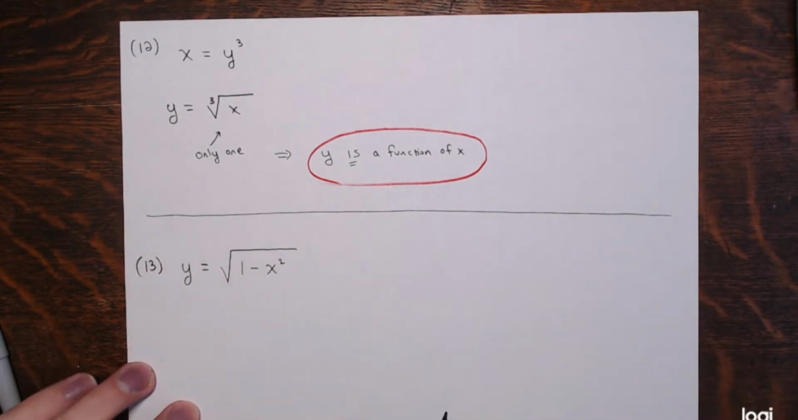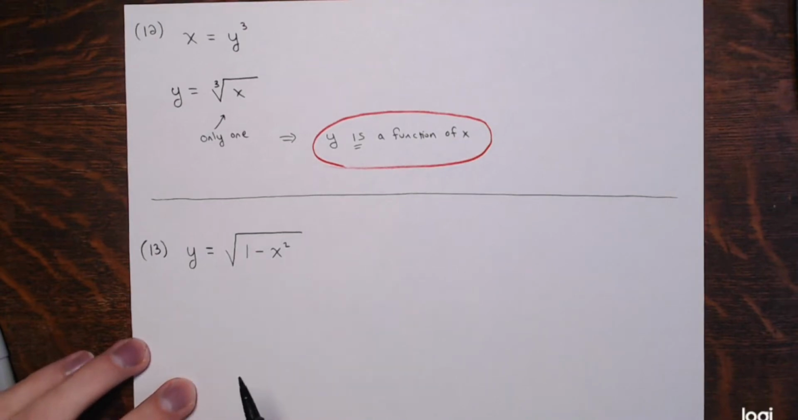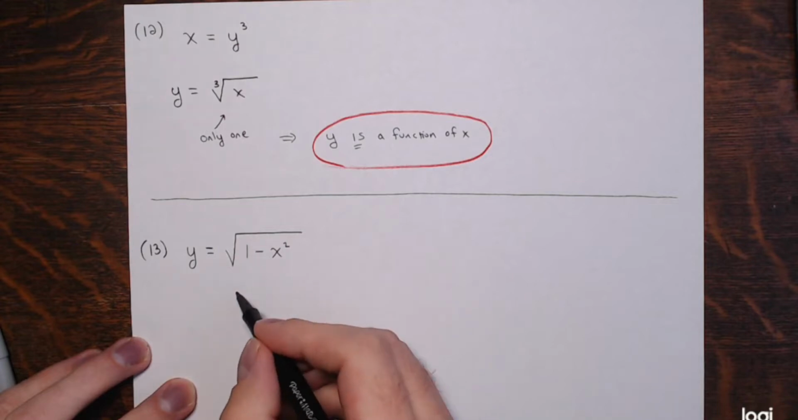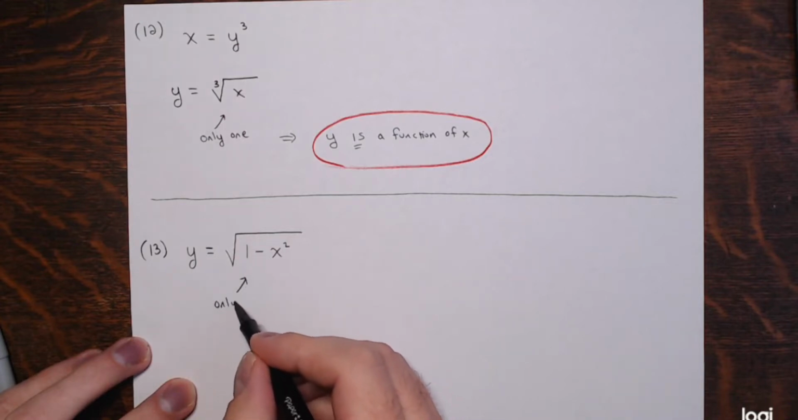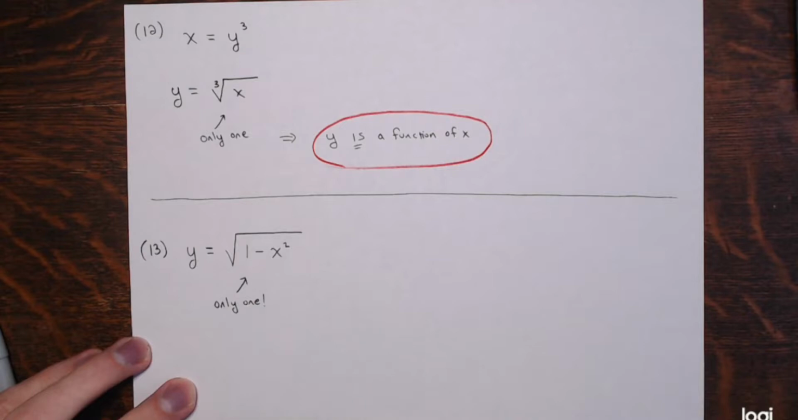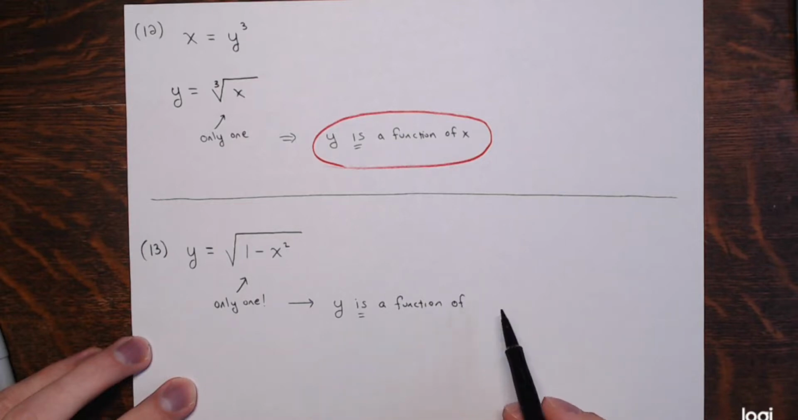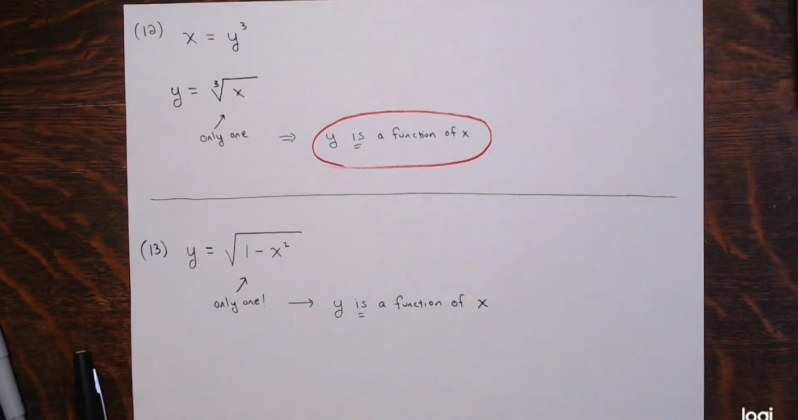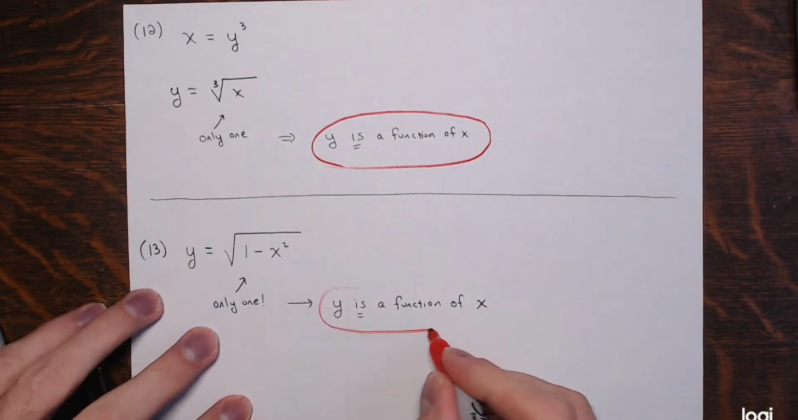Example 13, it's already done for us. y equals, and then just one expression involving x. So just like 12, we have y as a function of x. y is a function of x here. Fantastic, right? Each allowable value of x will be paired with exactly one value of y.